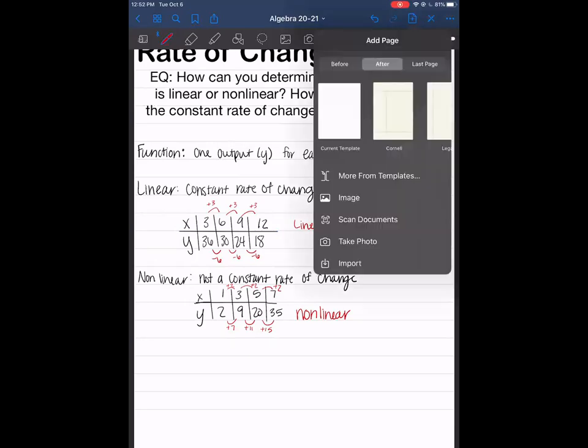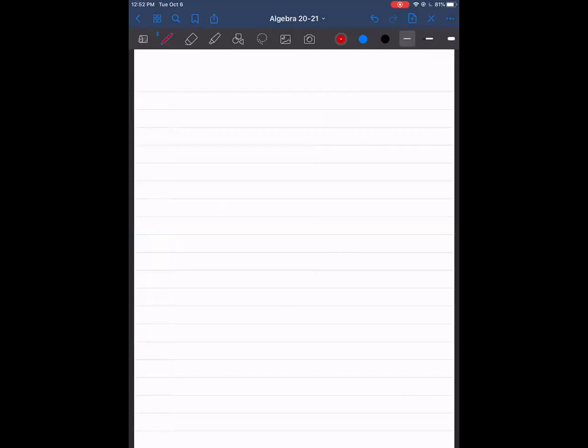So I'm going to add in a new page. And we're going to talk about slope and what is slope. So we've looked at what rate of change is. That's just what is the change for each point for x and y. But really what the rate of change is our slope, or our slope is rate of change. They're the same thing. So if you hear what is the rate of change, then that's our slope.